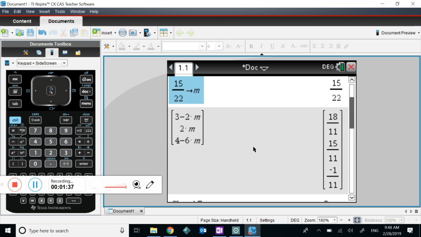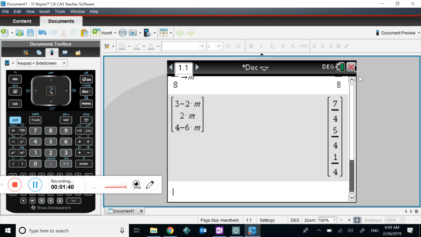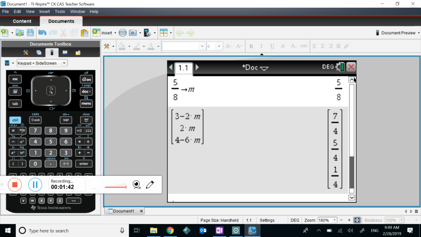And then I define M again. So M is 5 over 8. And I recall OP again. Okay, recall this matrix again. And that matrix is 7 over 4, 5 over 4, and 1 over 4. So that's the solution for OP. Remember that matrix represents OP. And if you get that matrix solved, you have the OP vector. Yes?